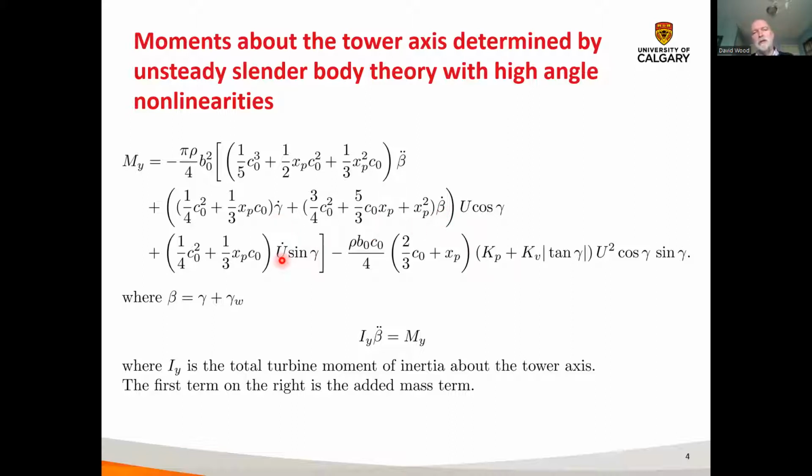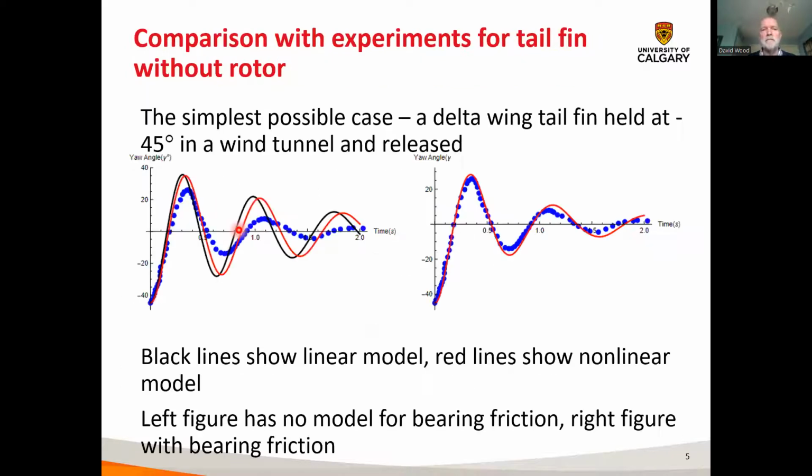We have a term that involves the time rate change of the wind speed, and here is the term which we call the steady term, because this is a term that would appear if the tail fin was stationary. And if you know the unsteady aerodynamic moments, then the resultant inertia equation is straightforward. It's just the total turbine moment of inertia times beta double dot is equal to this expression here.